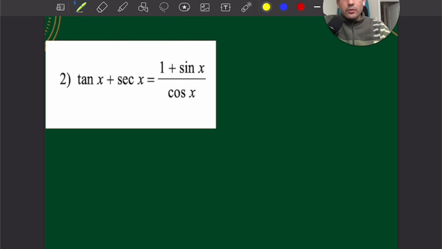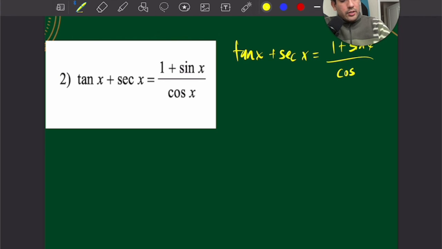Okay, this one's a little tricky, but if you notice, they're both, I would say, equally confusing. So you can go ahead and choose whichever side you want to simplify. And I'm going to do the right side. So I have tan x plus secant x is equal to 1 plus sine x over cosine x.